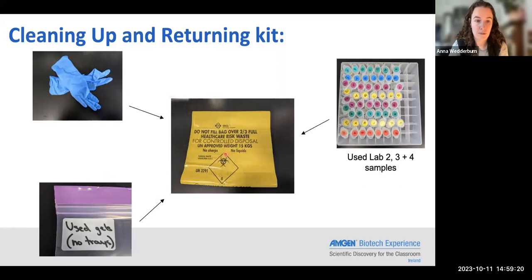We give you yellow bags. So this is where you put all used gloves and all the used DNA samples. So all the samples from labs 2, 3, and 4, they all go into the yellow bin bag if you use them. And then also the bag of gels will also pop in there as well.